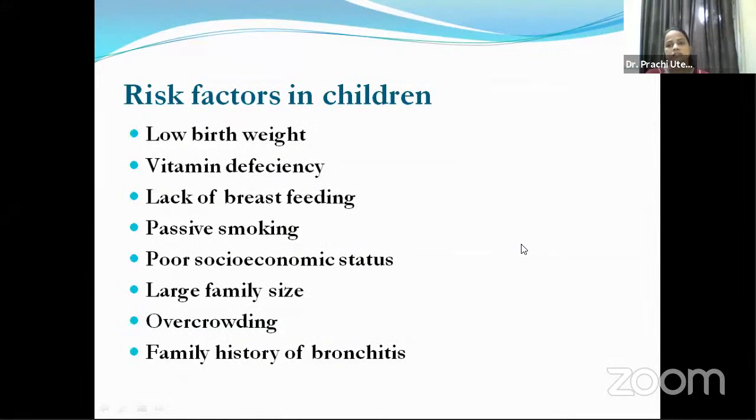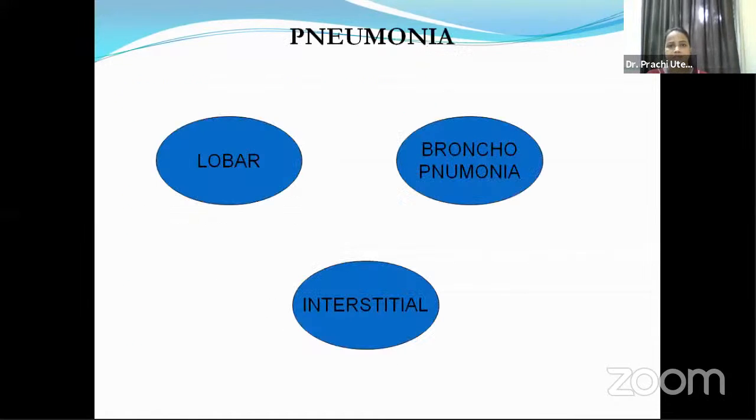And what are the risk factors in children basically? Low birth weight babies or preterm babies. These babies are most vulnerable to developing pneumonia. In preterm babies the lungs are immature, and low birth weight and malnutrition, all these factors can contribute. Certain vitamin deficiencies, lack of breastfeeding, passive smoking, poor socio-economic status, large family size, overcrowding, and family history of bronchitis. So these are certain risk factors in children.